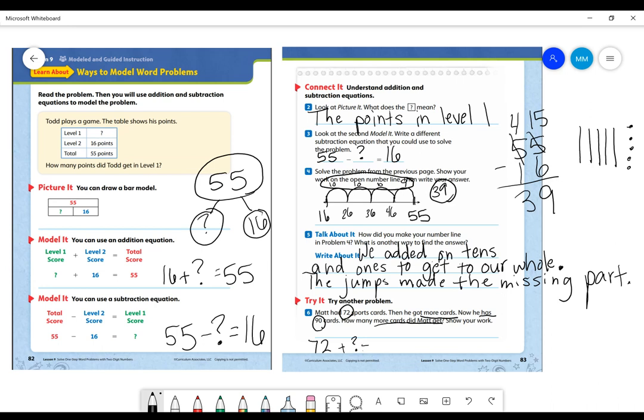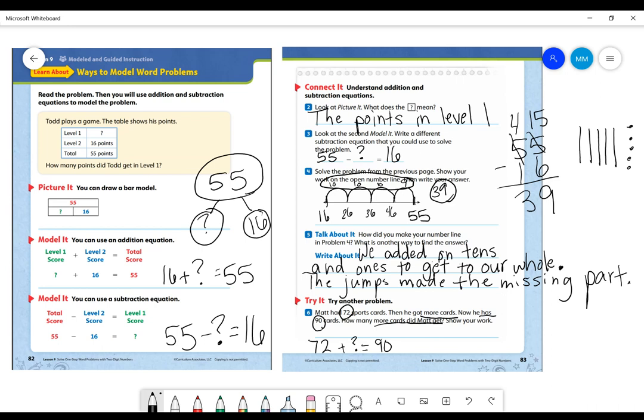Now he has 90 cards. So what is his whole? 90. How many more cards did Matt get? So we know the part that we start with is 72. We have our missing part, but all together there are 90.